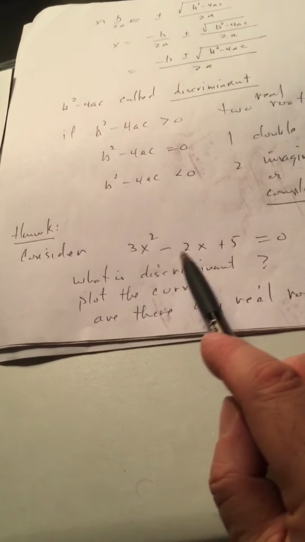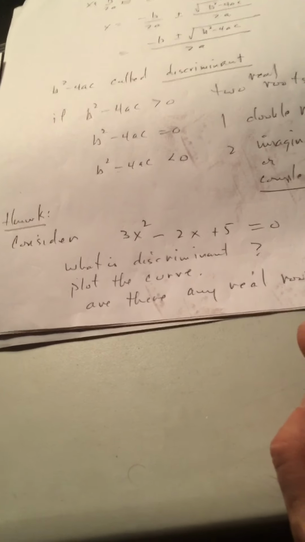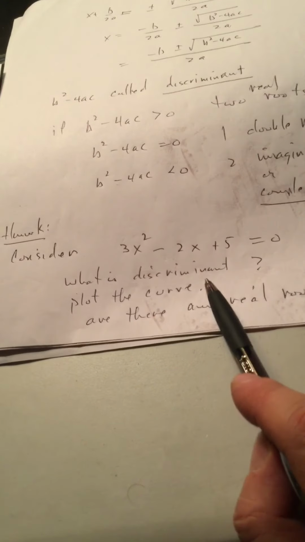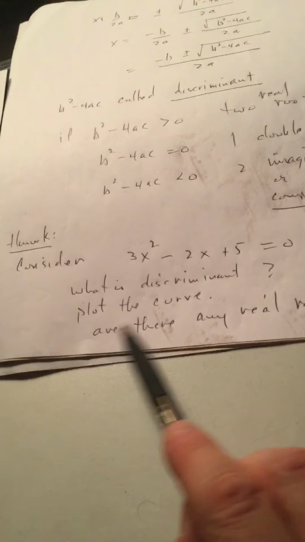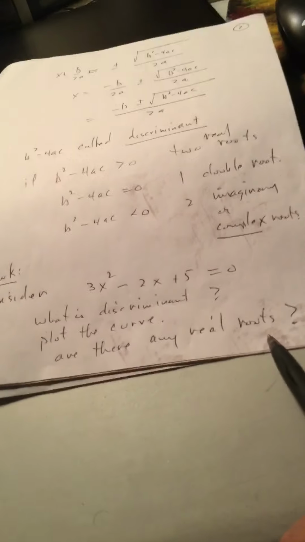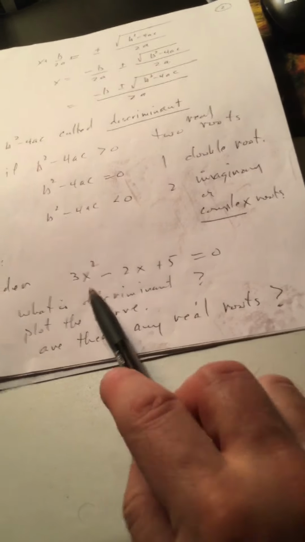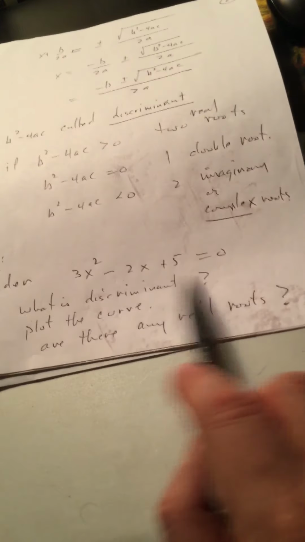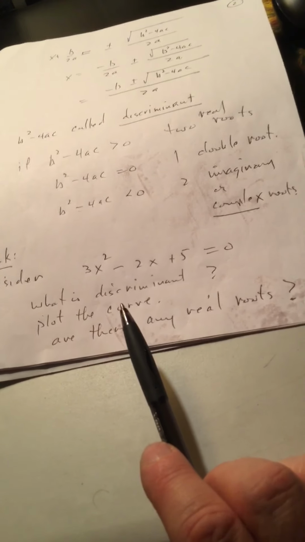Simple example. Take the equation 3x squared minus 2x plus 5 equals 0. Calculate the discriminant, easy. Plot the curve. Are there any real roots? And if you want to go further than that, make up a few cases and see what happens.